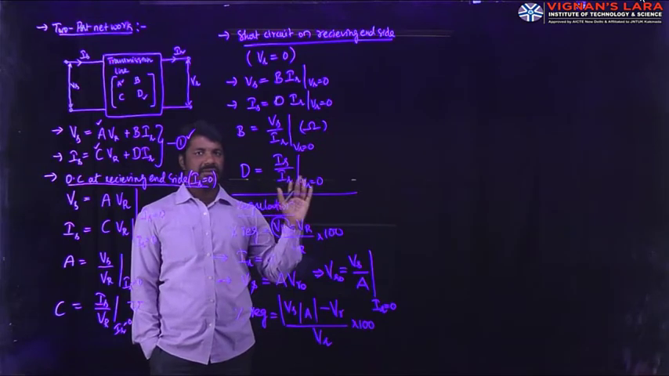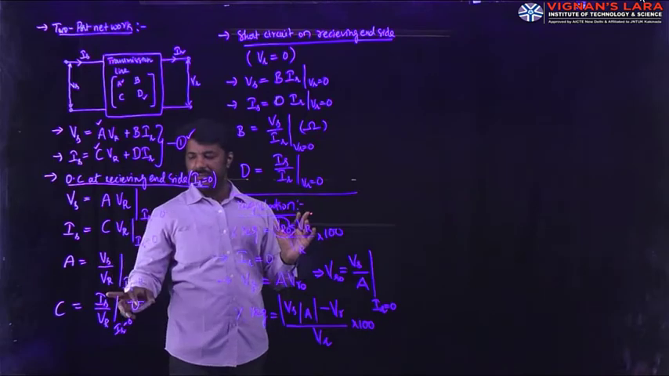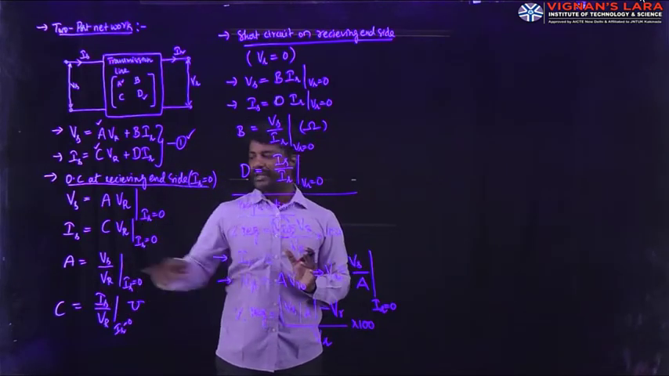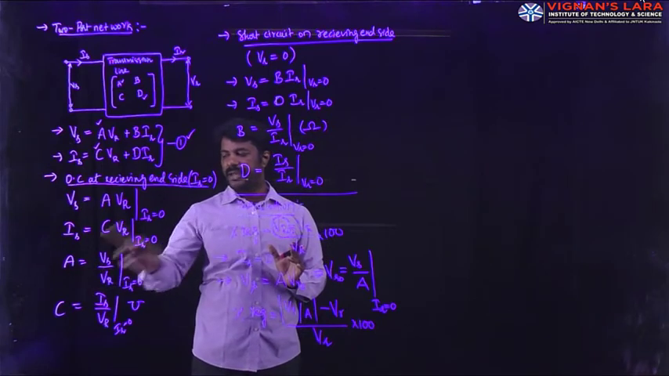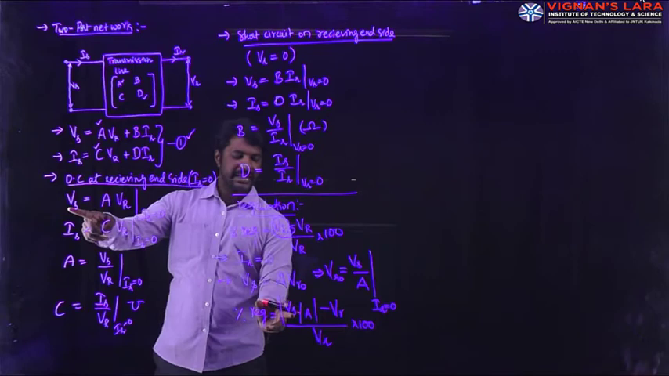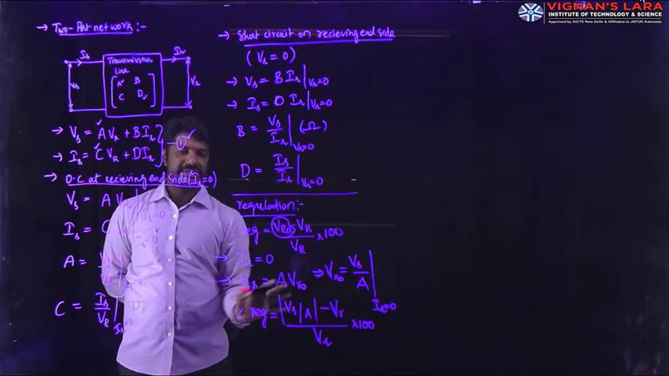First, calculate the constant A, which is equal to Vs by VR, with the condition applied, IR is equal to 0. After getting this A and B constants, get the value of Vs. Use that Vs here and the transmission line constant A to find out the percentage regulation.